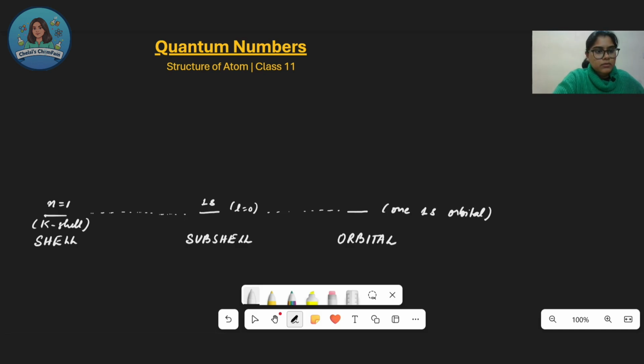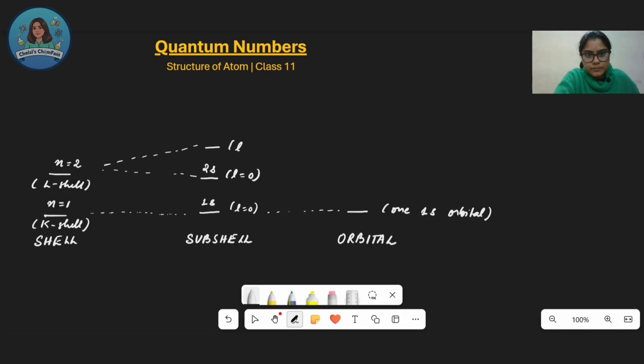All right. Now, what is the next value of n that's possible? 2, which corresponds to the L shell. When n is equal to 2, what are the possible values of l? 0 and 1. There are two possible values, 0 and 1, isn't it? When l is 0, that means the s subshell. So l is equal to 0, which means the 2s subshell. And when l is equal to 1, it corresponds to p, right? So it will be the 2p subshell.